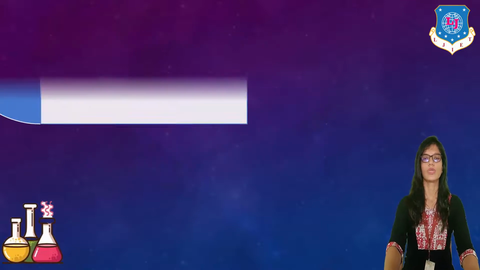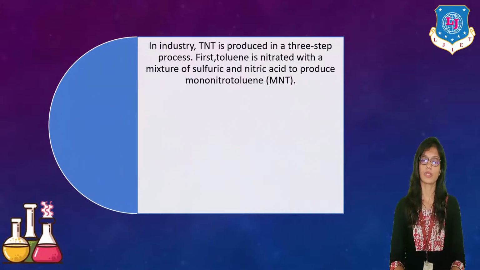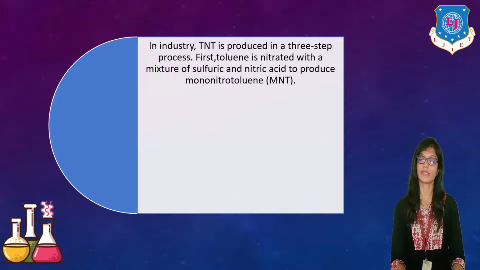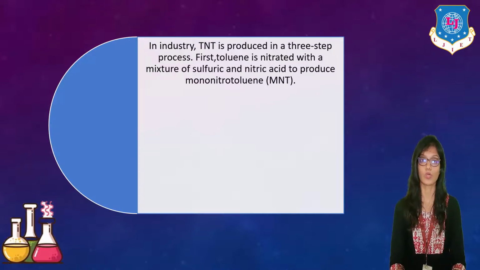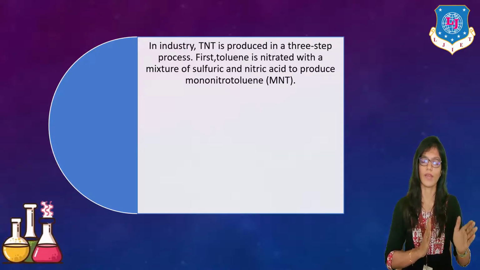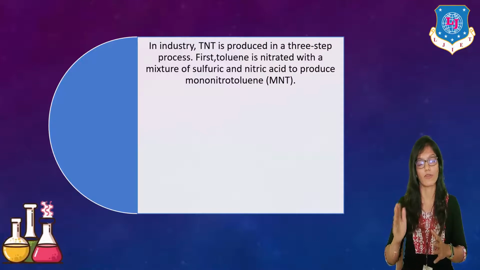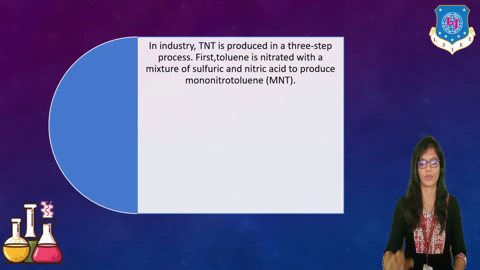TNT is most widely used as an explosive in different industries, in the mining industry, explosive industry, cracker industry, etc. It plays a very important role, so we have to see how it goes. In industry, TNT is produced in a 3-step process. First, toluene is nitrated with a mixture of sulfuric acid and nitric acid to produce mononitrotoluene, which is known as MNT. First of all, MNT is produced.